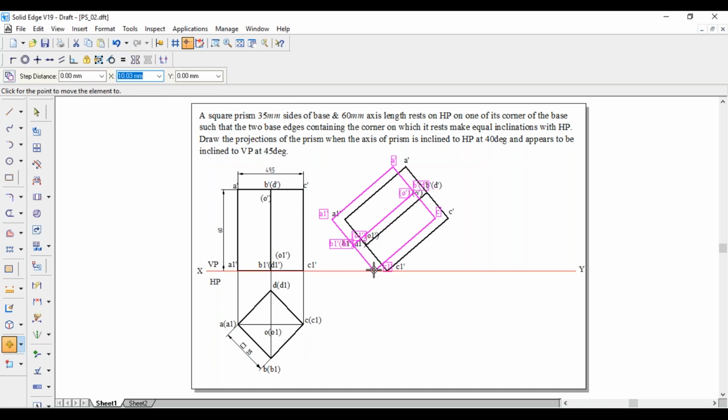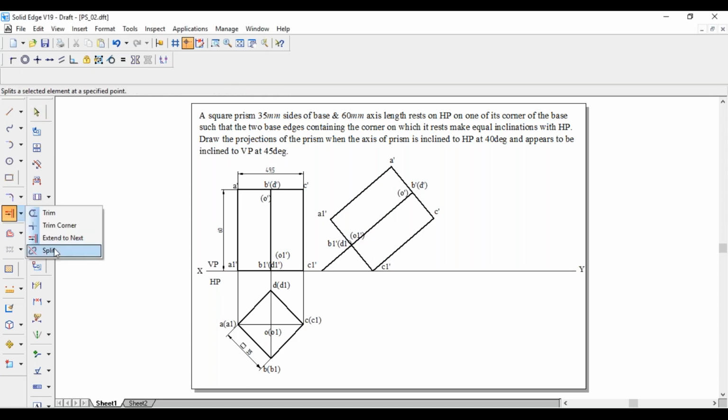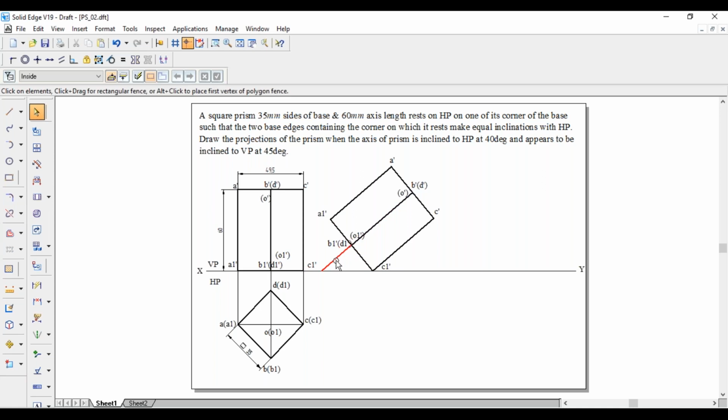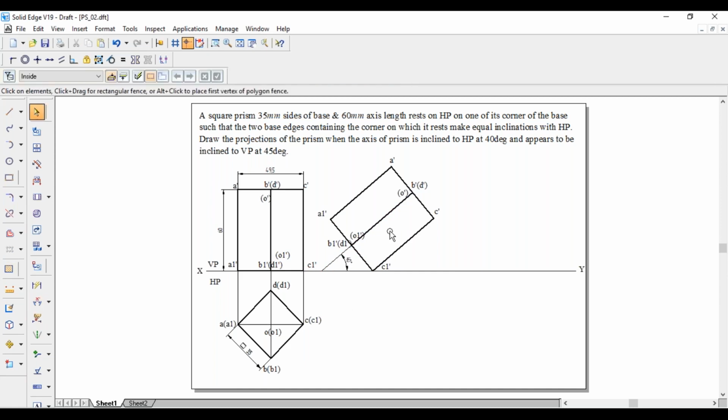So we have to mark the angle. This angle will be 40 degree. So once we complete till this one, now project the points in downward direction. A1 dash.